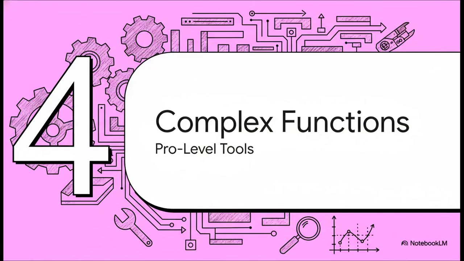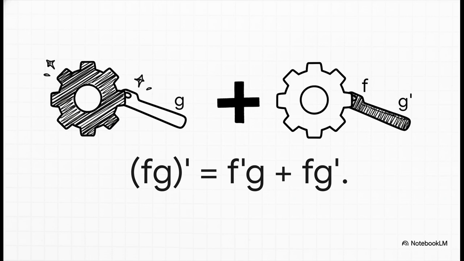All right, our toolkit's looking pretty good. We've got the basics covered. Now let's upgrade. It's time for the pro-level attachments. These are the tools that are going to let us tackle the really interesting, complex functions. So, what do you do when two functions are being multiplied together?